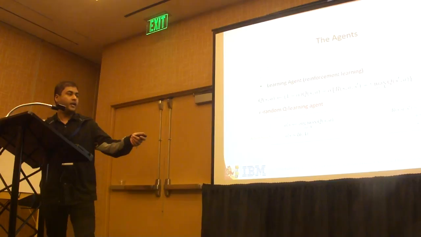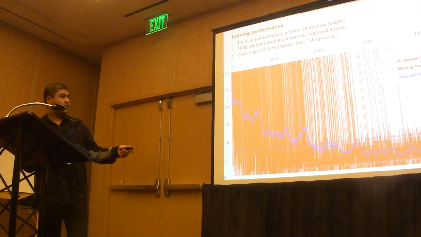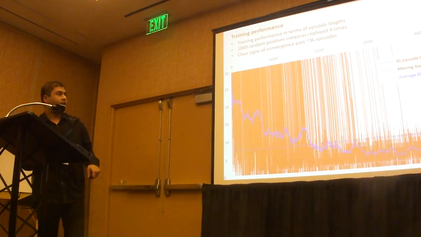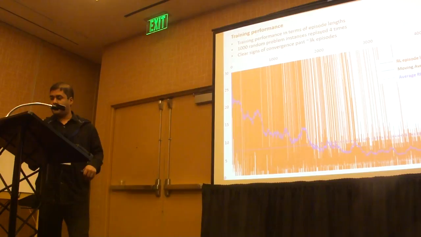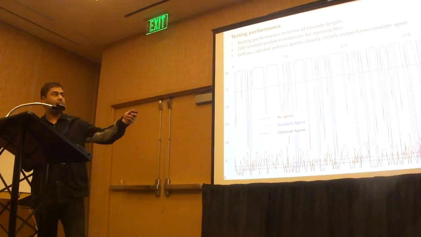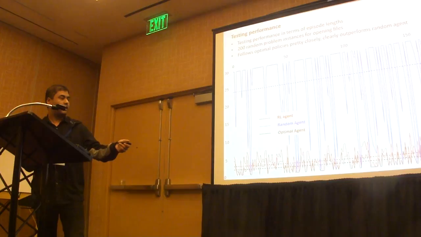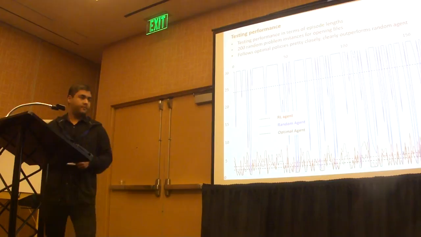So here's the performance in terms of training. The blue line is the mean average of the episode length. As you can see, around 5,000 episodes with replays, the learning agent kind of converges. In terms of testing, the random agent is maxing out at 30 actions, and the red line is for the optimal agent. The learning agent is very close to the optimal here.